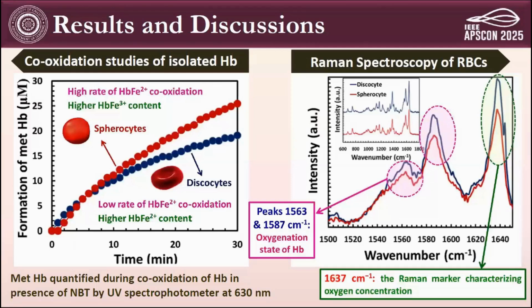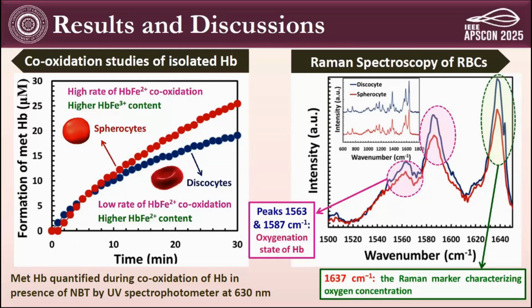Now, first let us look at a few physiological aspects. Co-oxidation studies of isolated hemoglobin have been carried out in the presence of NBT, that is nitroblue tetrazolium. This enzyme enhances the oxidation, and the oxidation profile here shows that the formation of methemoglobin in spherocytes is highly increased with respect to discocytes. So at any time, the total amount of methemoglobin content in spherocytes is higher compared to that in normal discocytes.